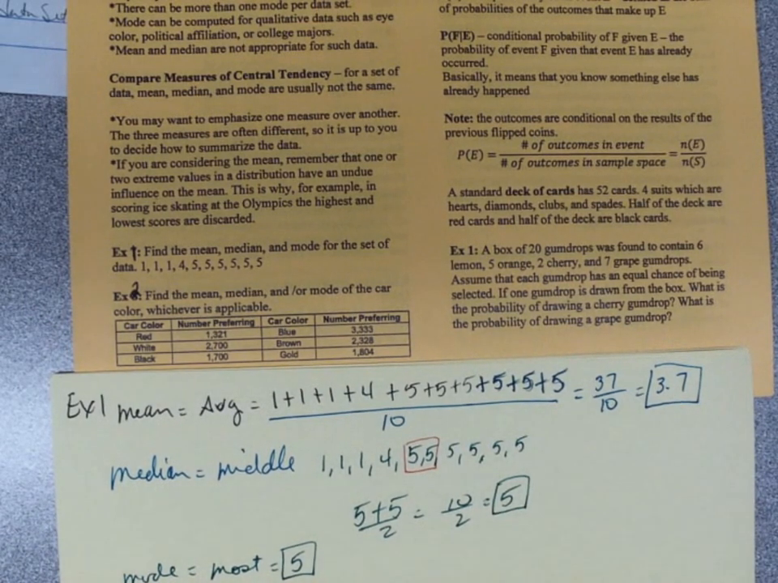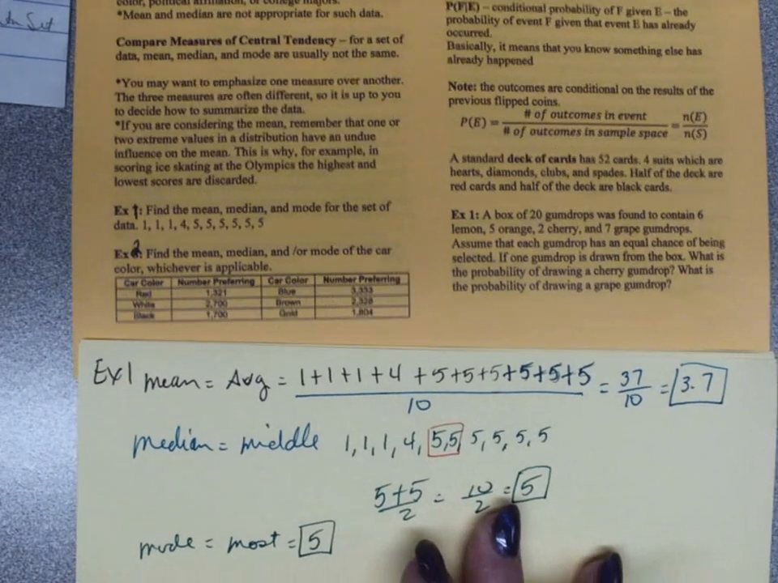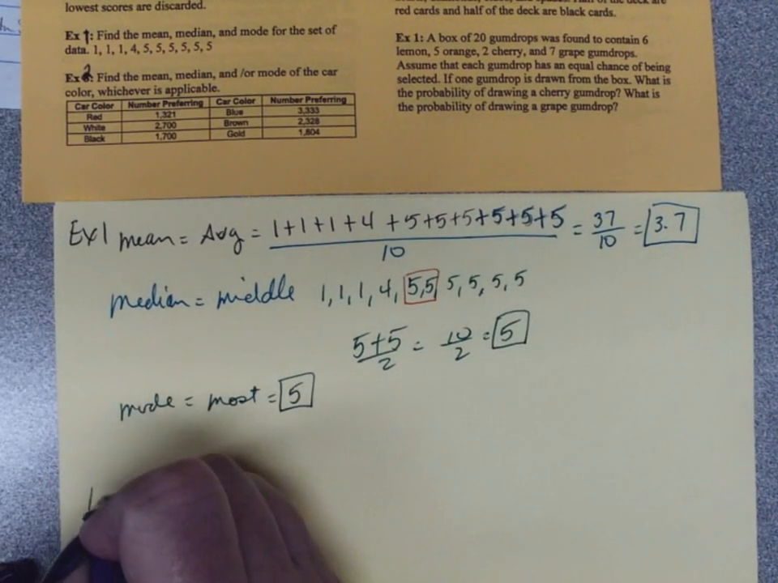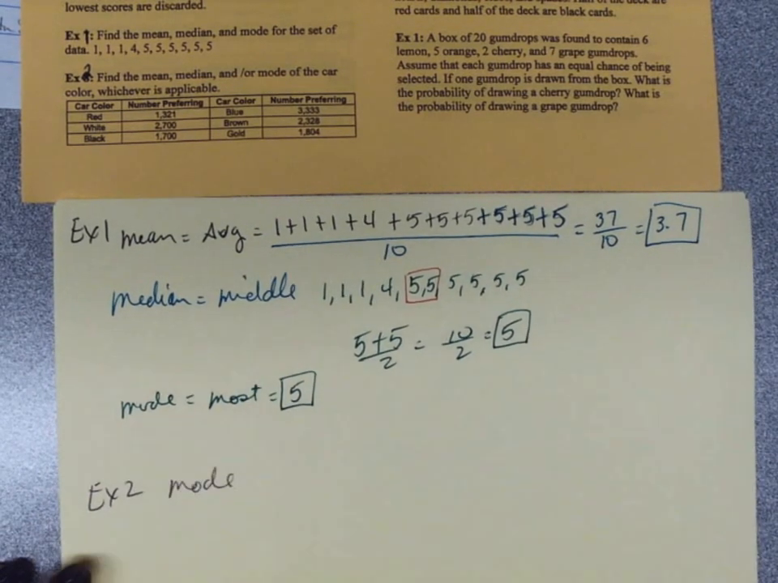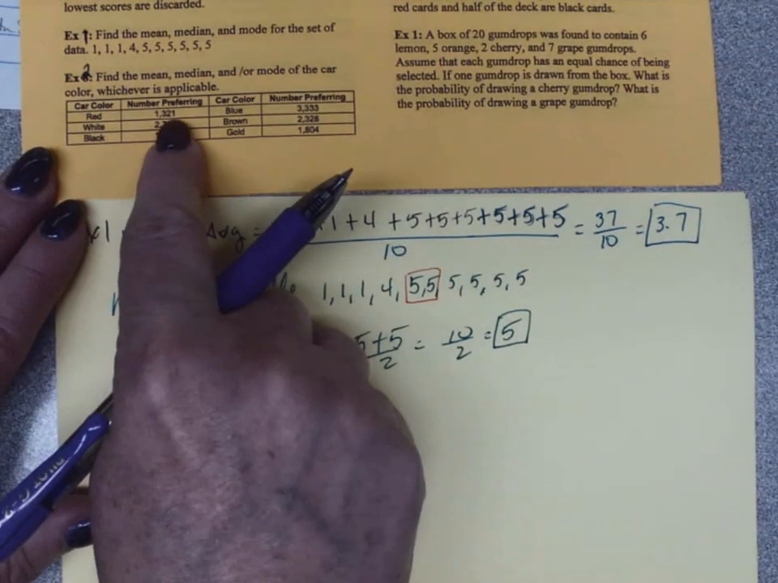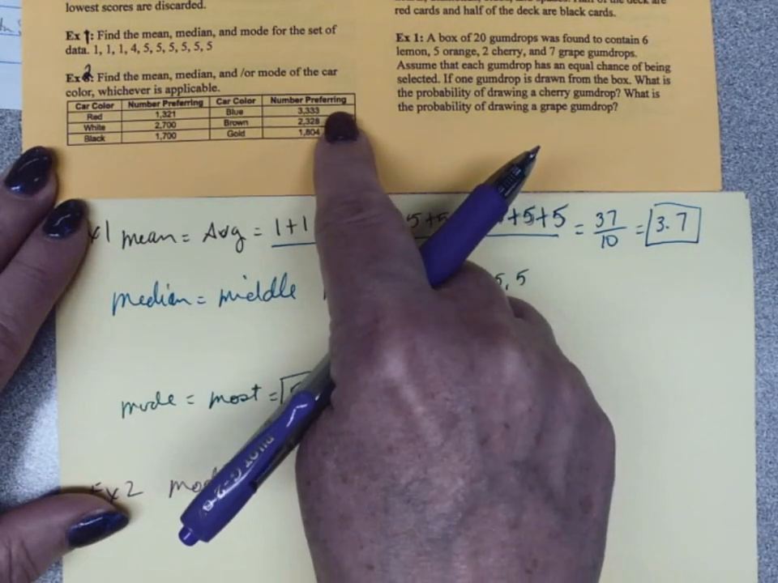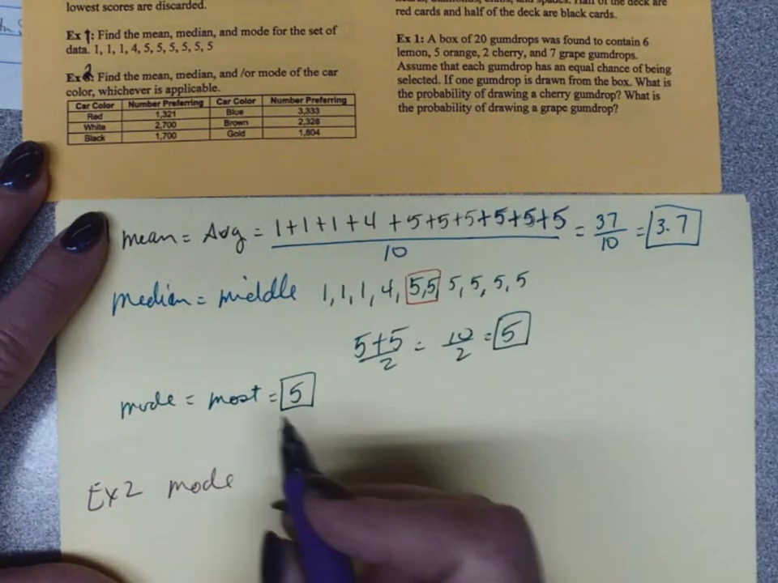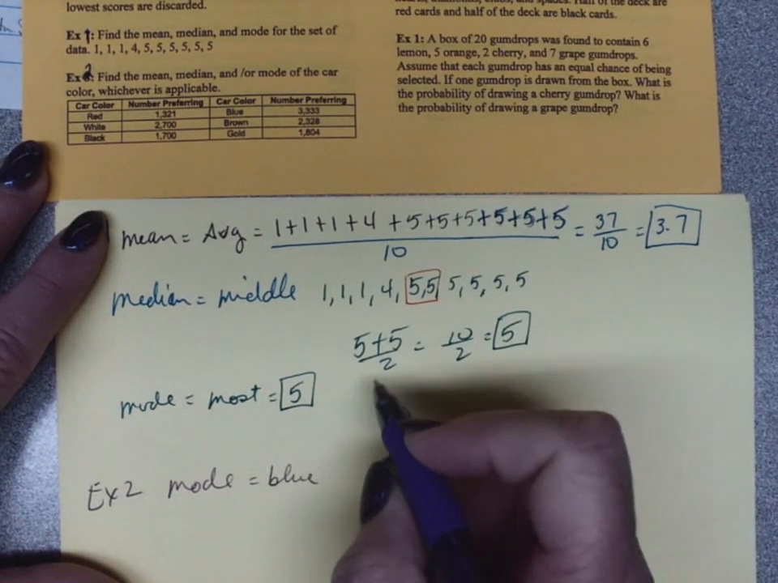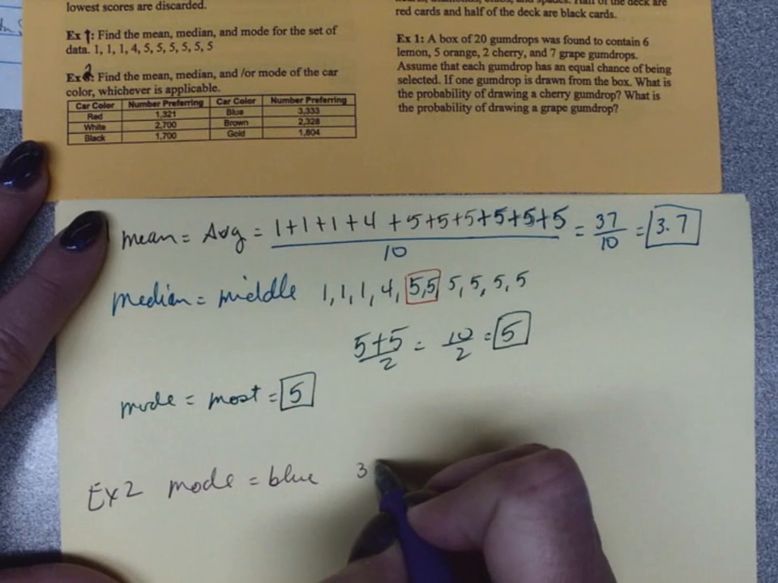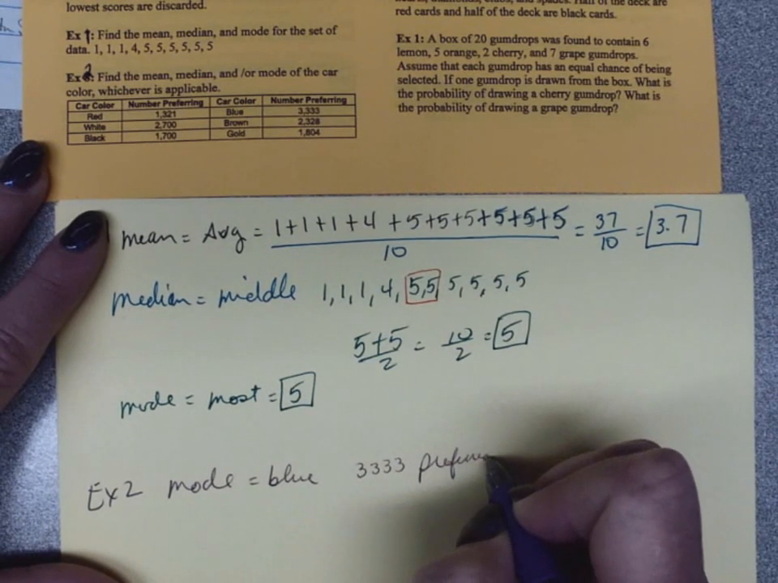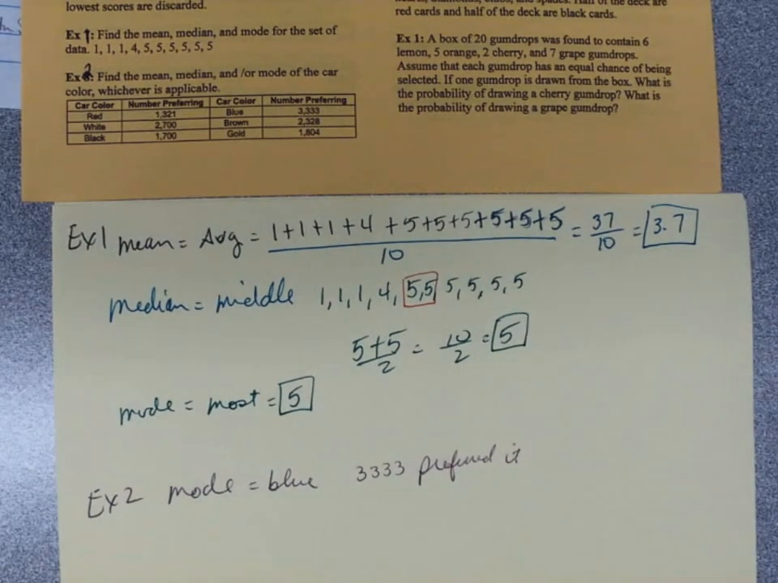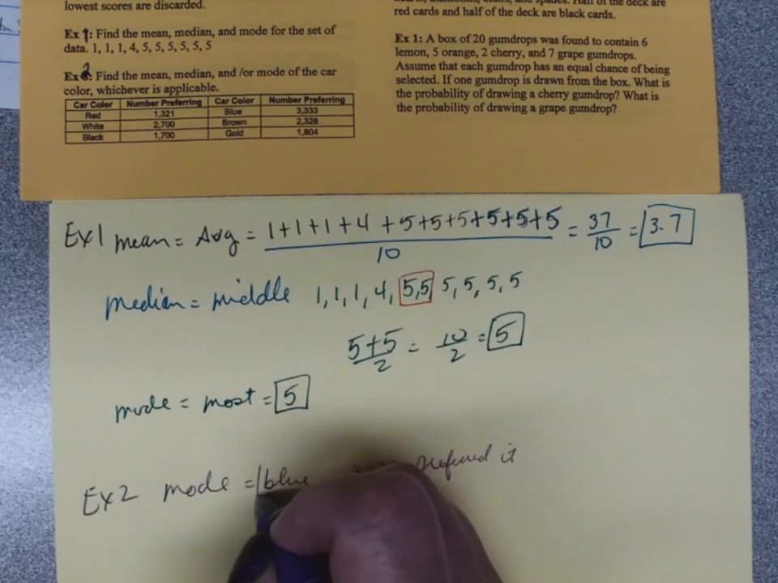we are going to find that for example 2, we are going to look at mode. The mode is the thing that, for qualitative, happens most often. So if I look at my numbers, my highest one is blue. So for the mode, it's going to be blue. And that means we've got 3,333 who preferred it. So the mode is blue.